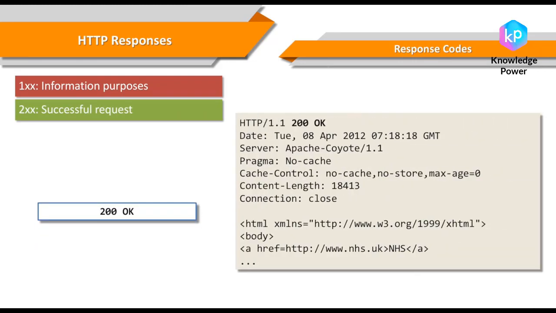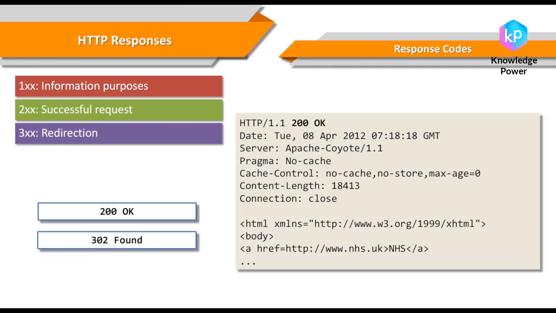Responses with a code starting with 2 mean success. This class of status code indicates the action requested by the client was received, understood, accepted, and processed successfully. Responses with a code starting with 3 mean redirection. This class of status code indicates the client must take additional action to complete the request. Many of these status codes are used in URL redirection.